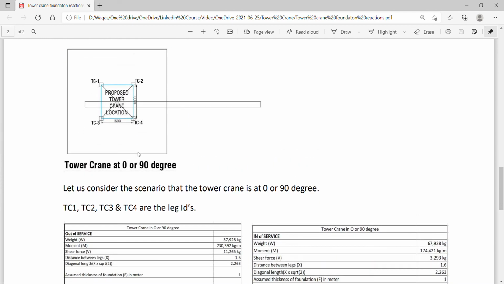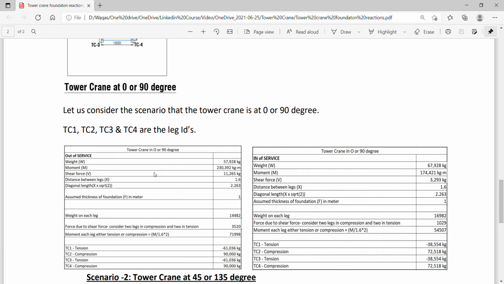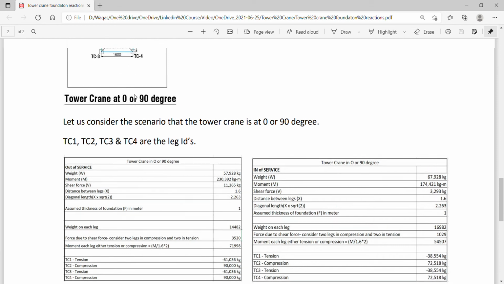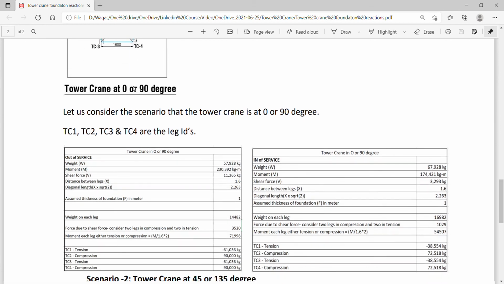As I discussed, the dead weight W will be divided equally among four legs. Shear force will be divided like this: if the orientation of the traveling crane is like this, the compression will come in these two because of shear, and tension will come in these two because of shear, and also the moment will be in this direction. So also the compression will come in these two legs, and tension in these two legs. So the moment we calculate, M divided by 1.6, which is the gap between these two, divided by 2, so that each leg will get this value.